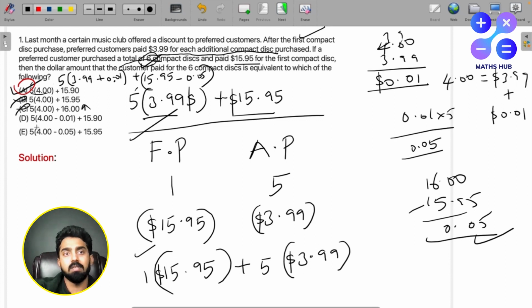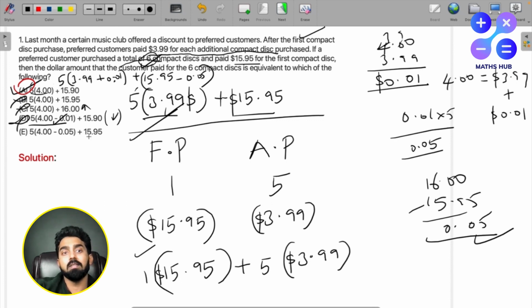Now what about this? This is 5 into 4 minus 0.01. Yes. Now this is the same as this. So these two terms are the same. Now what about this 15.9? Since these two are the same, these two also have to be the same, but it's not. This is smaller than 0.05, less than this. This is less. This is not the answer.